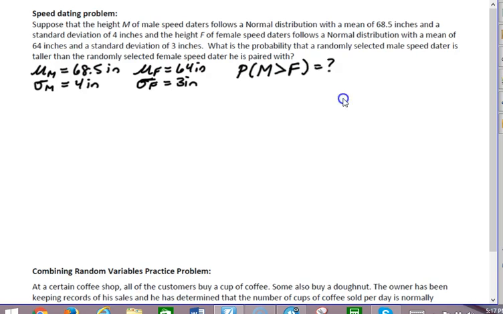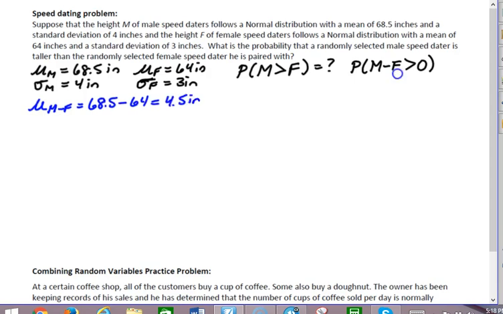So that's our question. So how does this translate to a sum or a difference of two random variables? Well, m is greater than f could also be written as the probability that m minus f is greater than 0. In other words, if the male is taller than the female, when we subtract their heights, we'll get a number bigger than 0. So this can be treated as the difference of two random variables. So what we're going to do is use our rules to find the mean and standard deviation of this new combined random variable. So I will put this in a different color. Mu of m minus f would be the difference of the two means, because we've learned that we just add or subtract the expected values or the means. So this would be 4.5 inches. So I would expect on average that the difference in height between a randomly selected man and woman would be 4.5 inches. Now the sigma of m minus f.